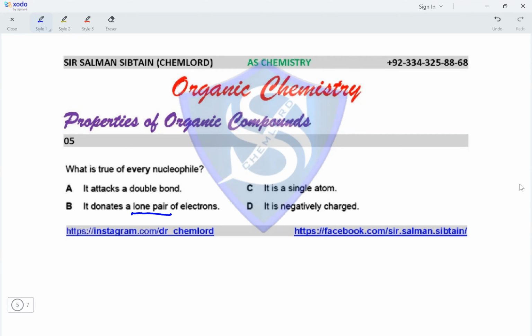It is a single atom. No, it can be a molecule as well. It is negatively charged. A water molecule is not charged at all, but is a nucleophile. So is ammonia, which does not carry any charge, but is a nucleophile. So a nucleophile donates a lone pair of electrons, making option B the correct option for this question.